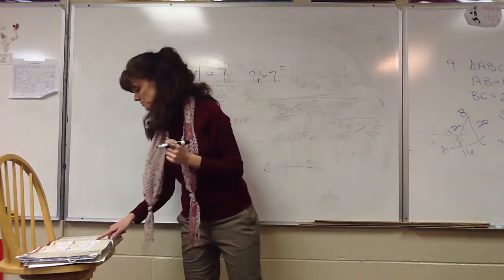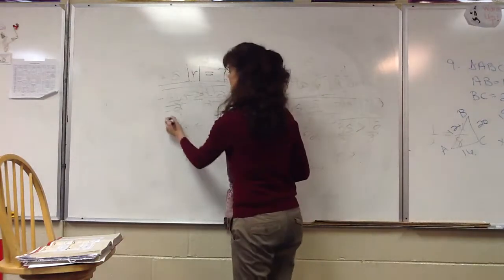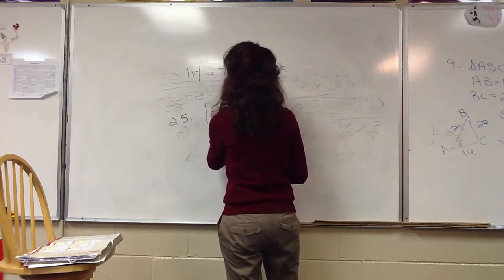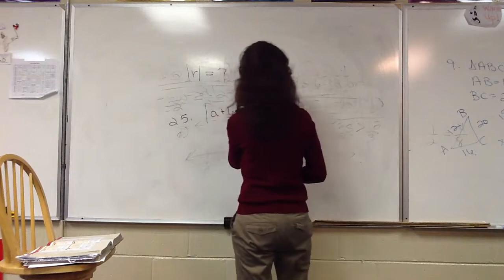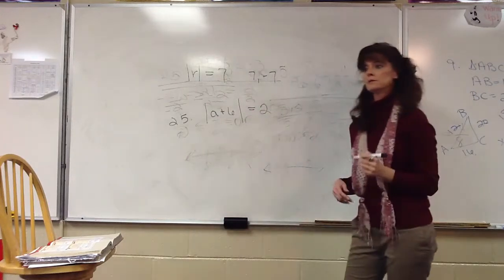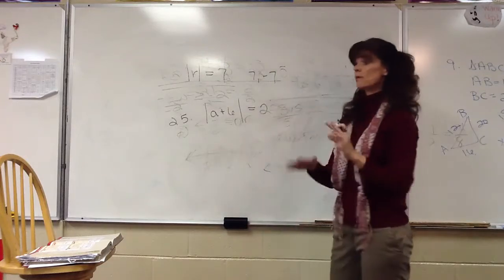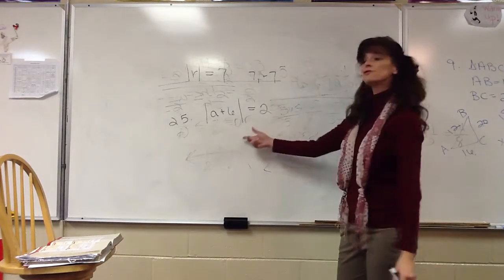Now let's move on to number 25. I have the absolute value of a plus 6 equals 2. Mark, you would subtract 6 from both sides. What about... we have to do something first.